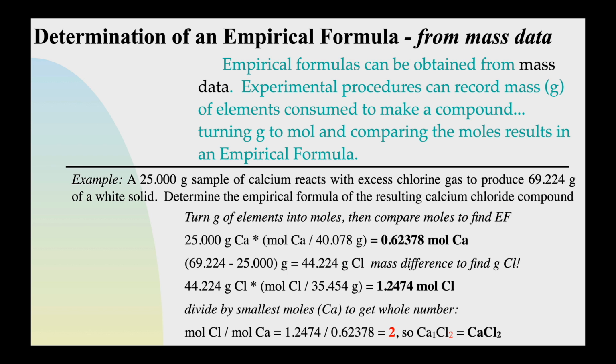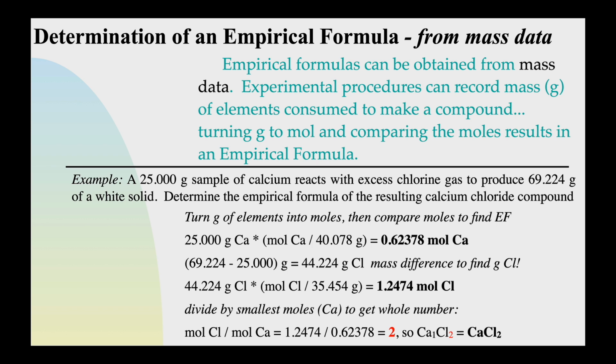And as you can see there, 1.2474 divided by 0.62378 is about 2. So that means 2 Cls. So 1 Ca, 2 Cls. This is CaCl2. This is calcium chloride.